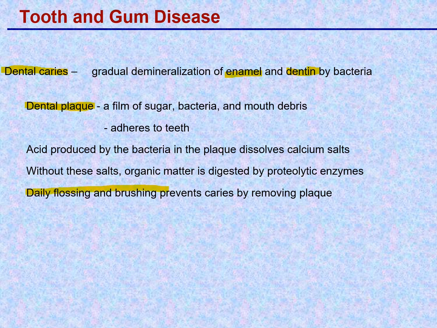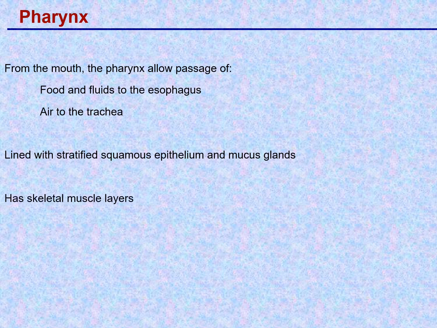So daily flossing and brushing helps to remove that bacterial dental plaque. Okay. After the mouth is the pharynx, which allows movement of food and fluids to the esophagus and air down to the trachea. It is just like with the buccal cavity, it's lined with stratified squamous epithelium, and there are mucus secreting glands along it.